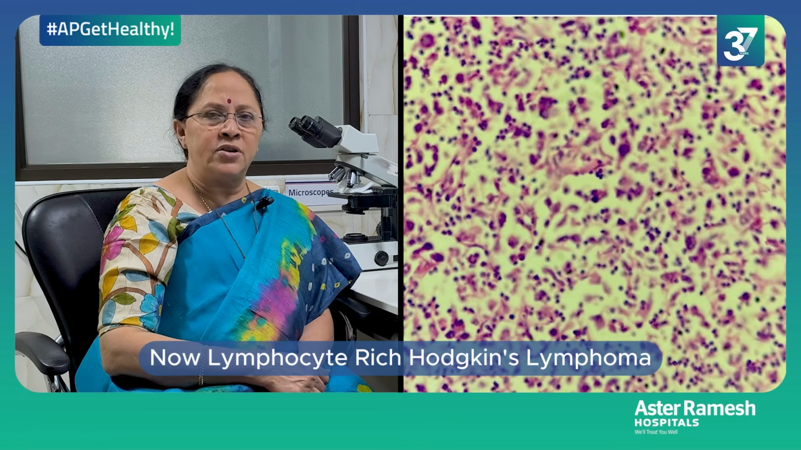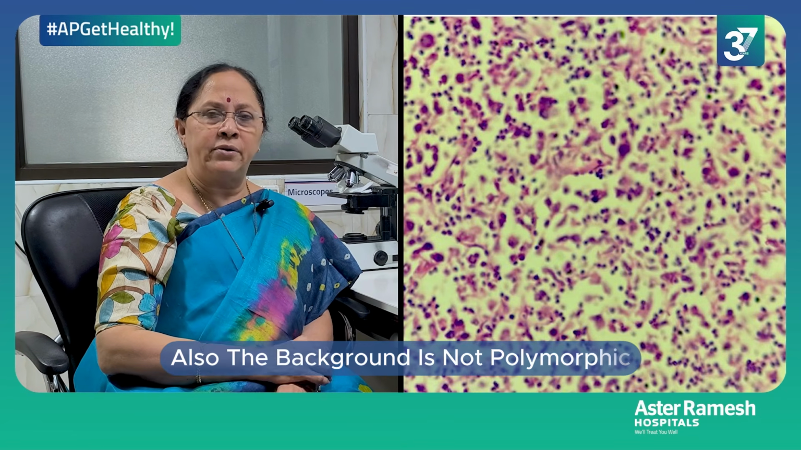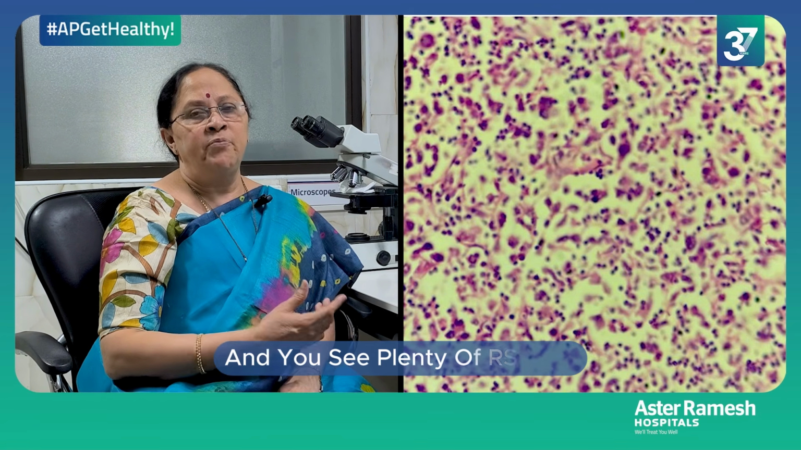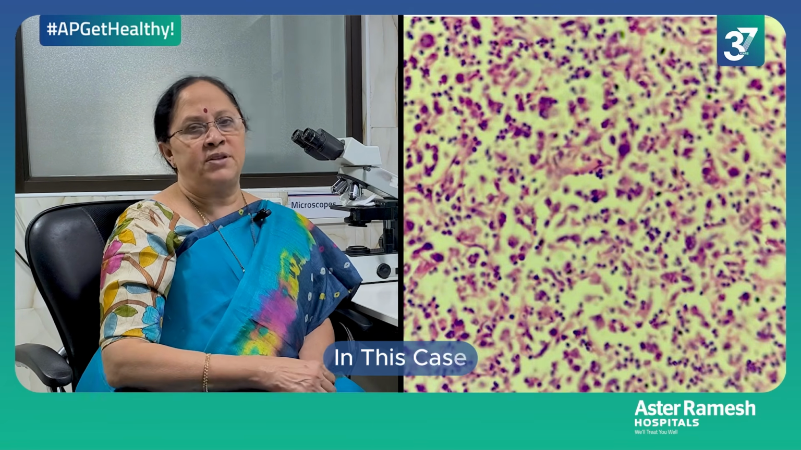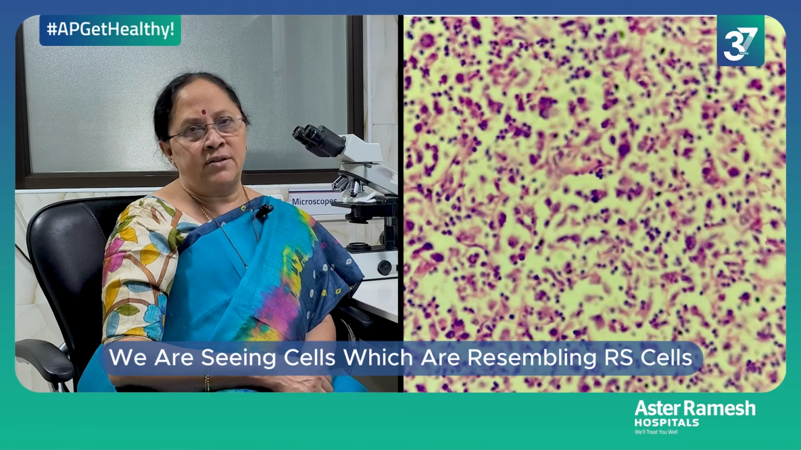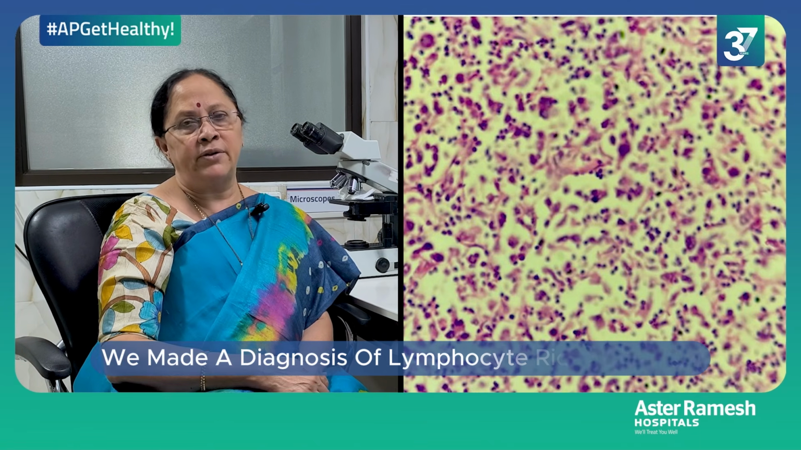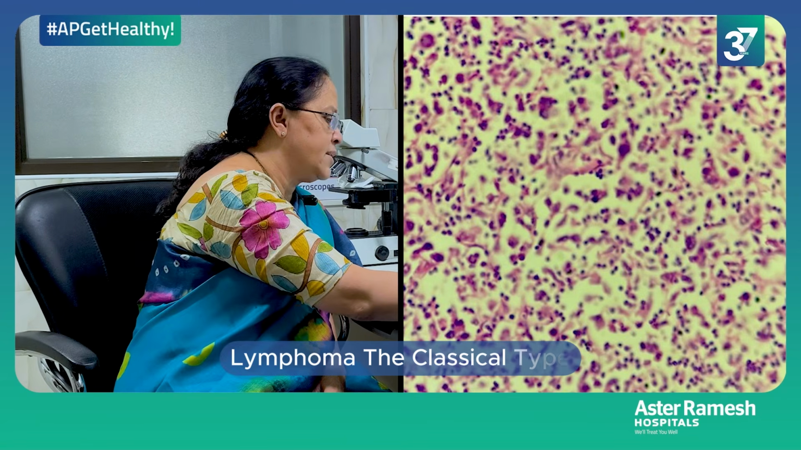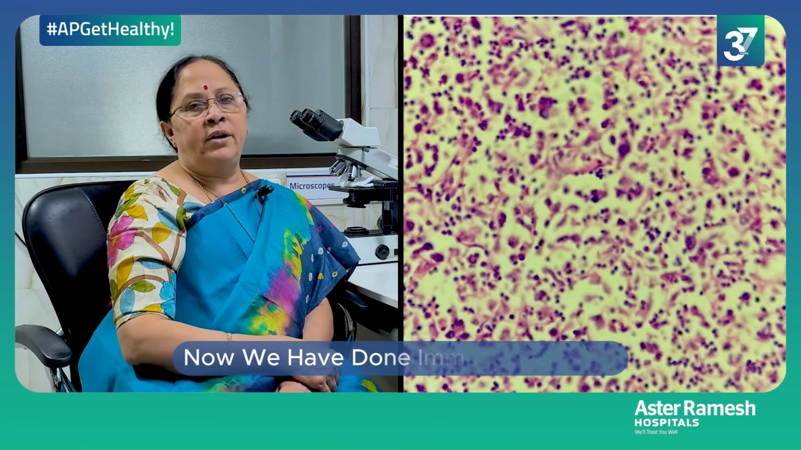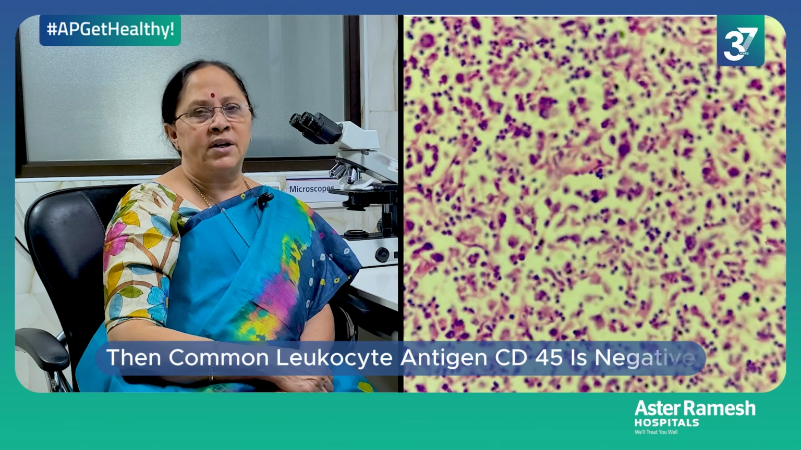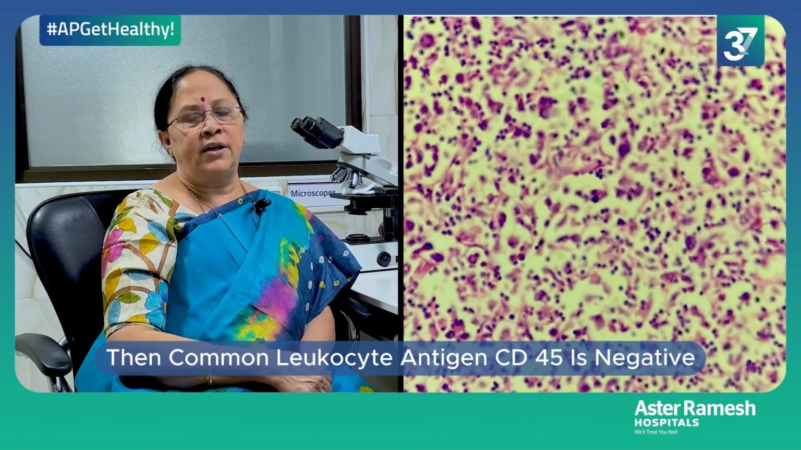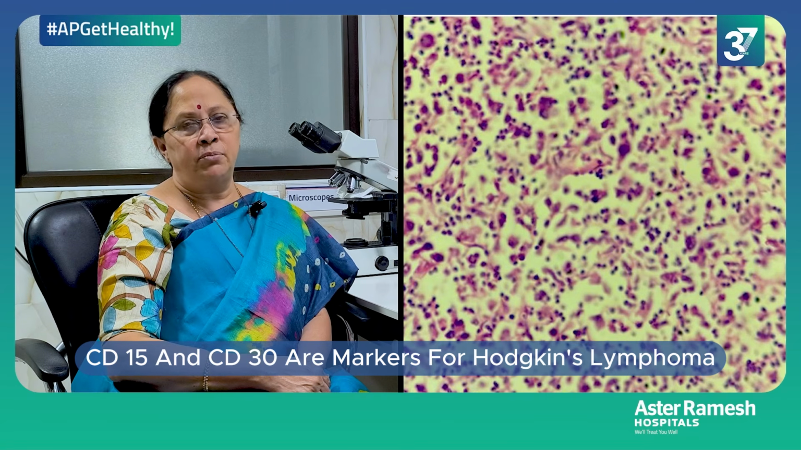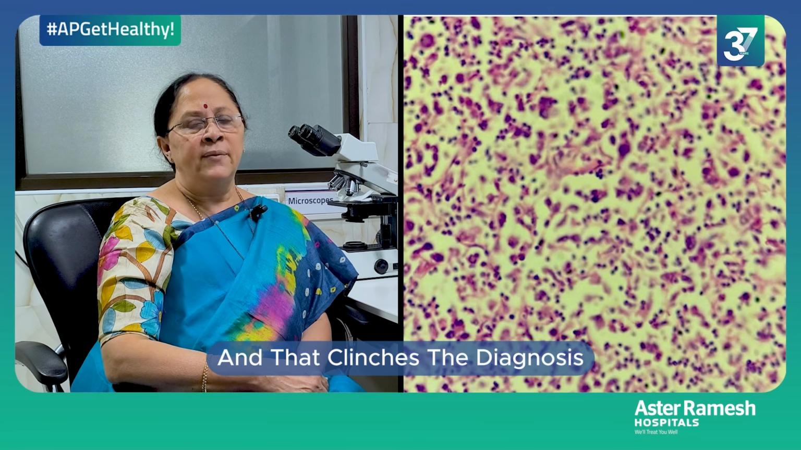Now, in lymphocyte rich Hodgkin's lymphoma also, the background is not polymorphic. You will see only small lymphocytes and you see plenty of RS cells. In this case, we are seeing cells which are resembling RS cells. So, with this picture, we made a diagnosis of lymphocyte rich Hodgkin's lymphoma, the classical type. Now, we have done immunohistochemistry. Common leukocyte antigen CD45 is negative. CD15 and CD30 are markers for Hodgkin's lymphoma, and that clinches the diagnosis.